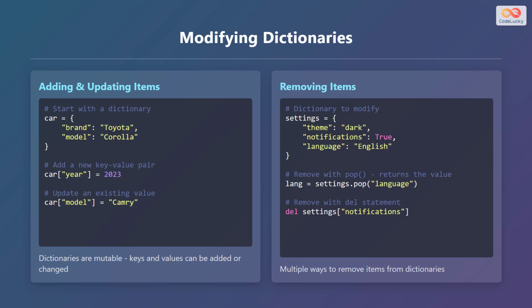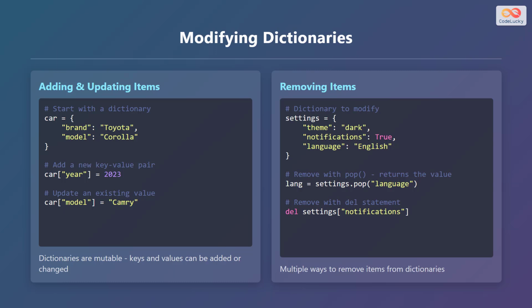Now let's discuss how to modify dictionaries in Python. Dictionaries are mutable, meaning you can change their contents after creation. To add a new key-value pair, simply assign a value to a new key using square brackets. To update an existing value, assign a new value to the existing key using square brackets. The existing value will be overwritten with the new value.